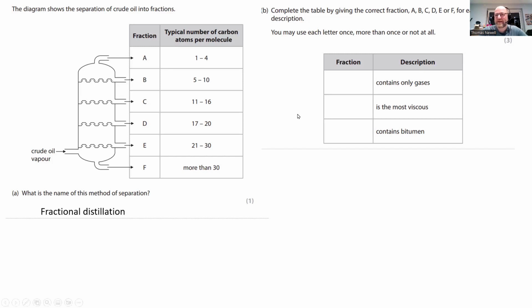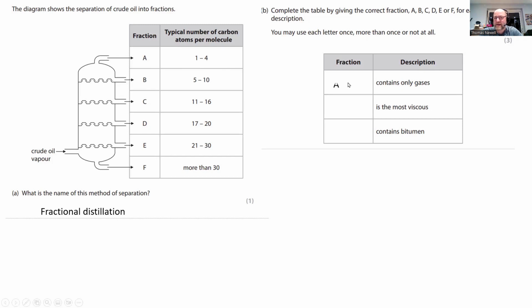Oh, there, it's appeared. Complete the table by giving the correct fraction A, B, C, D, E, or F for each description. You may use the letter once, more than once, or not at all. So, which fraction only contains gases? Which of these, A, B, C, D, E, and F, is only gases? Well, that will be the ones at the top. Methane, ethane, propane, and butane with only 1 to 4 carbons.